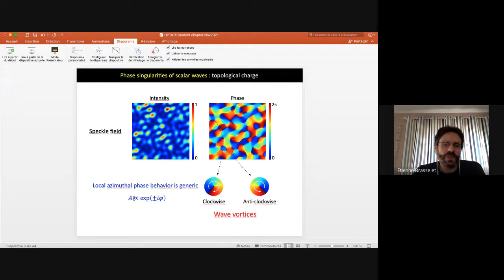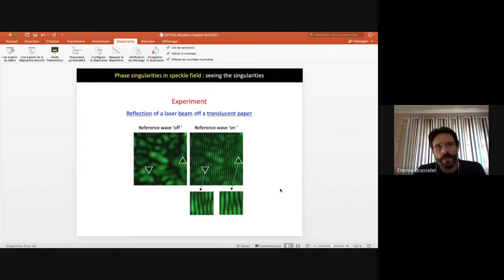described with such a local phase distribution, which can be either a 2 pi circulation around the phase singularity or a minus 2 pi circulation around the phase singularity. So those wave vortices are really constitutive of a random field in general, which means that they are very easy to observe, despite their, I would say, fancy structure as such.